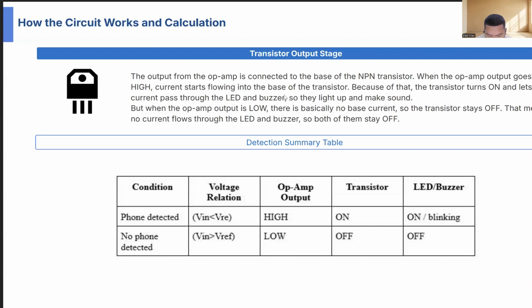So this is the transistor output stage, where the comparator output is connected to the BC548 transistor. When the op-amp output becomes high, the current flows into the transistor base, causing the transistor to turn on. As a result, the LED lights up and the buzzer sounds. But when the comparator output is low, the transistor stays off, so the LED and buzzer remain inactive.